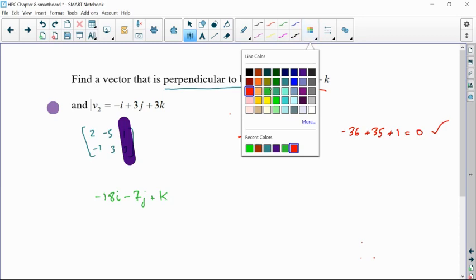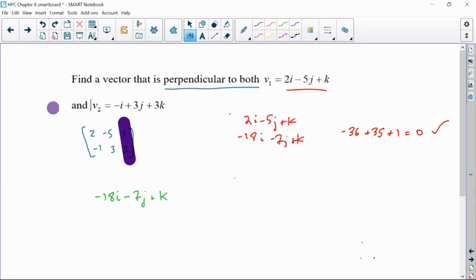But just again, so you could check the other one. Go this color. So we take our second vector, negative i plus 3j plus 3k, and we take our negative 18i minus 7j plus k, and let's find the product as a dot product. So negative 1 times negative 18 is 18. 3 times negative 7 is negative 21 plus 3. And again, we get 0, so we did it right. So it's a great way to check. That vector is perpendicular to both vectors.